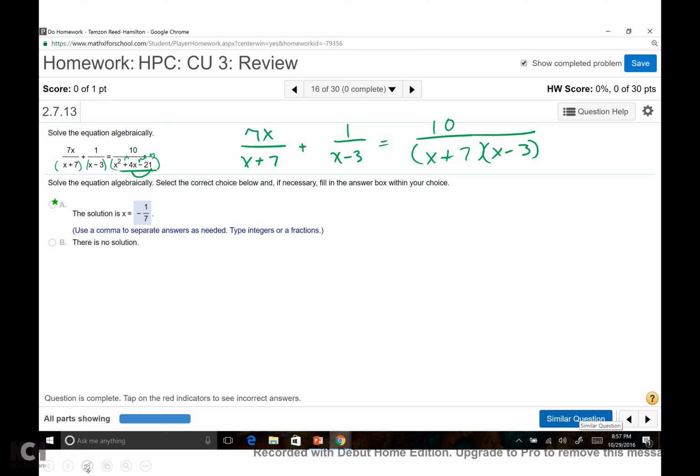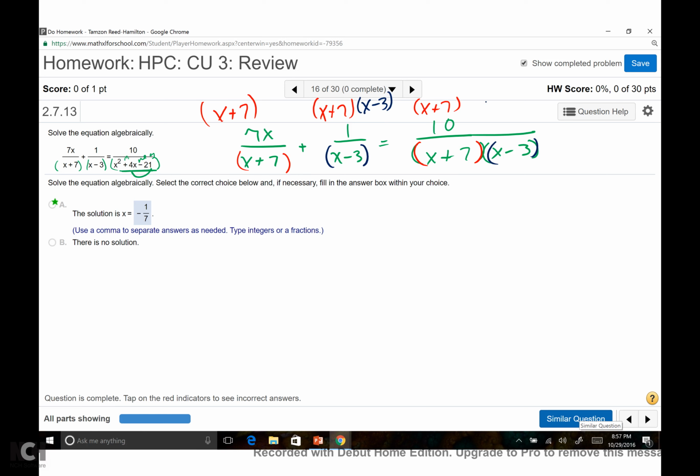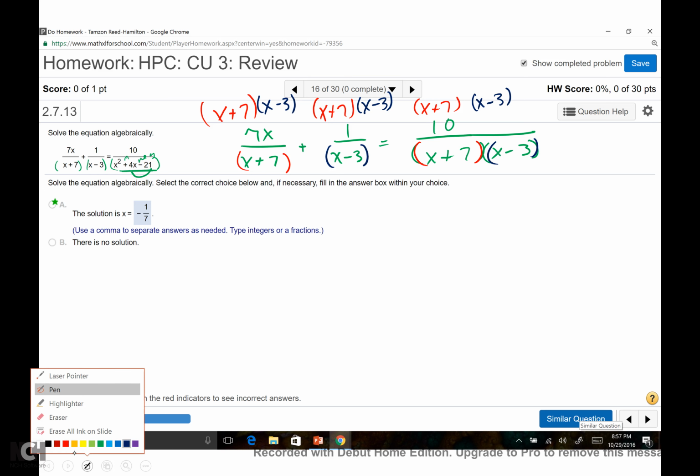Okay, so now I'm going to multiply by one of every factor in every denominator. Multiplying by an x plus 7 will get rid of that one and the one on the end. Multiplying by an x minus 3 is going to get rid of this one and this one. And I've got everything colored and covered. So we're ready to die and multiply.